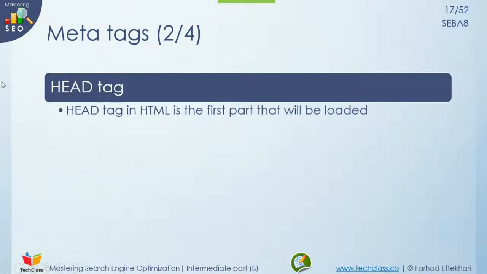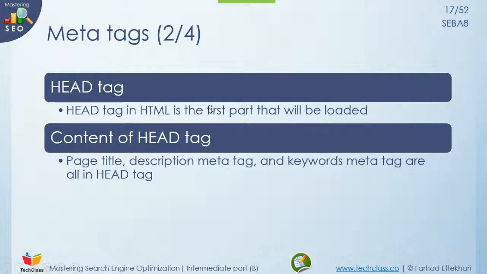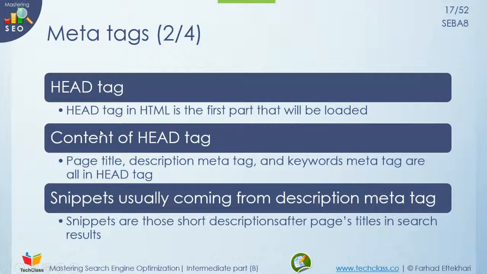So every page can have this head tag. In the head tag, you can have these meta tags. The head tag in HTML, as I told you, is the first part that will be loaded. So the content of the head tag could be the page title, description, meta tags, and keyword meta tags, which are all in the head tag as well. And then snippets usually come from description meta tags. So snippets are those short descriptions after page titles in search results.